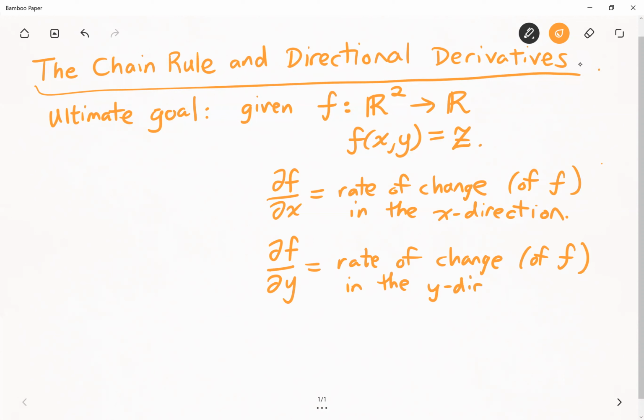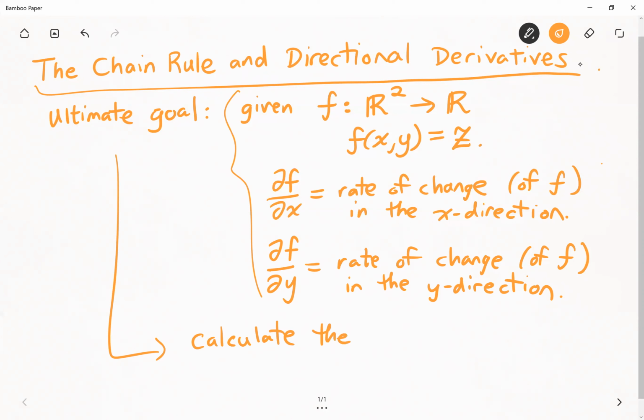And we know that this can be very helpful to help us calculate tangent lines going in different directions. But what we'd like to know, right, so our ultimate goal, this is really the background, the ultimate goal is to calculate the rate of change of the function f in any direction, not just the directions parallel to the x and the y-axis.